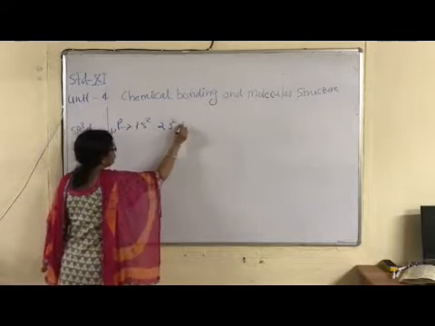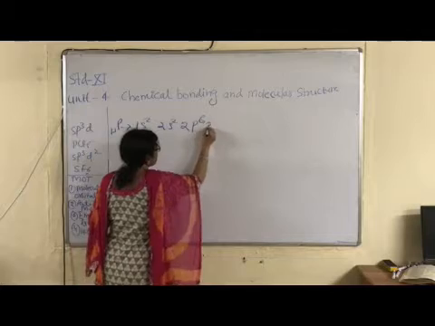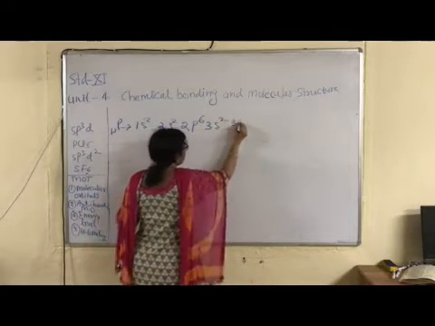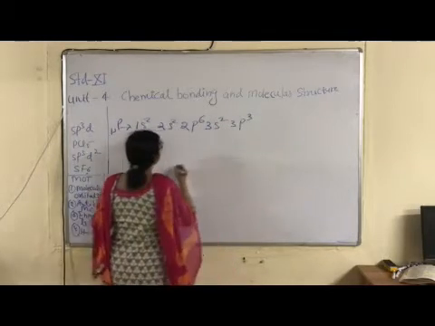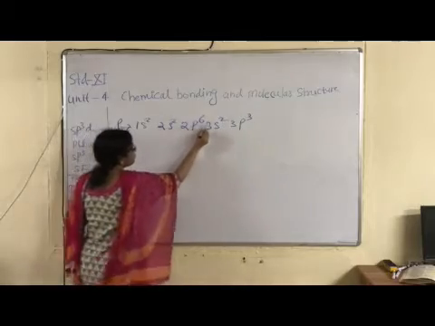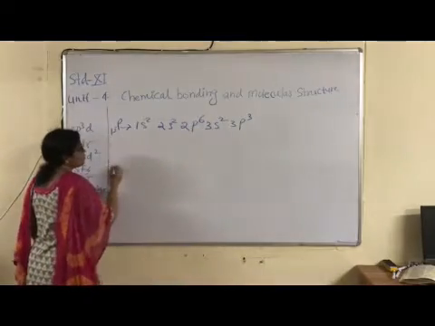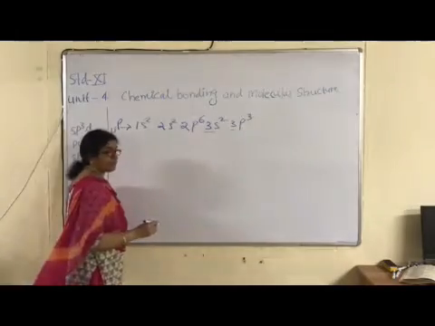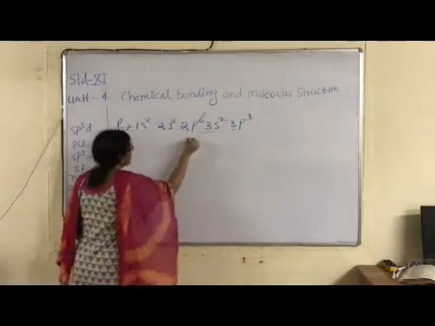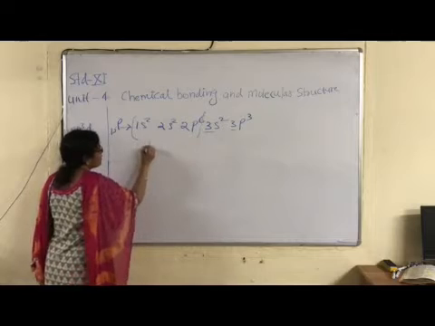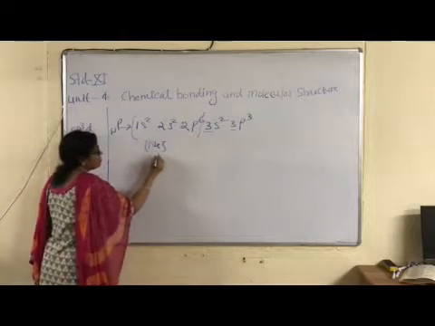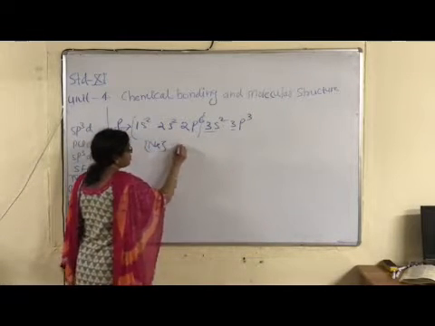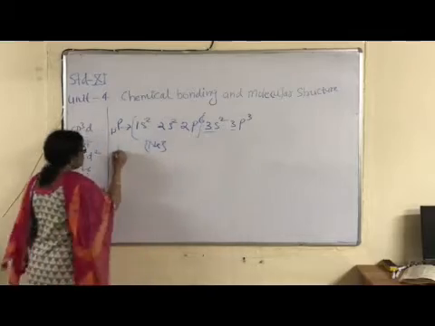1s2, 2s2, 2p6, 3s2 and 3p3, right? 15 electrons, distribution of 15 electrons. Only 3s and 3p electrons are valence electrons. This one is inner core. For 10 electrons you can write neon, right? Then in ground state, same electron configuration.